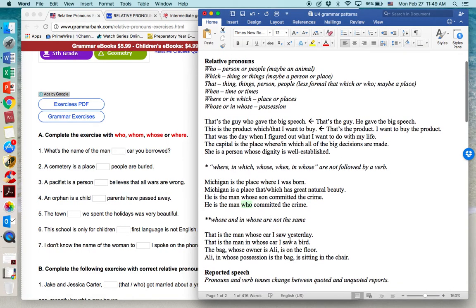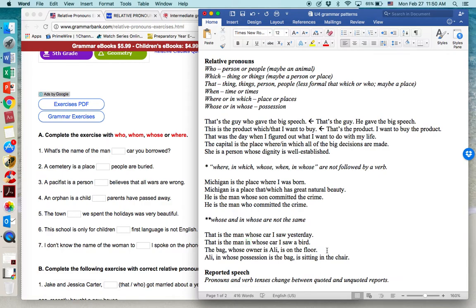Who and whose, who and in whose are used differently as well. So we could say that is the man whose car I saw yesterday. So I saw that man's car yesterday, as opposed to this is the man or that is the man in whose car I saw a bird. And so this is more like a preposition, in whose. So I saw a bird in that man's car.